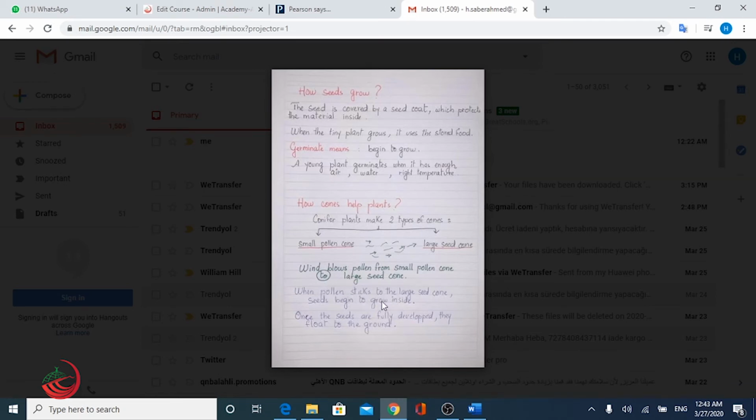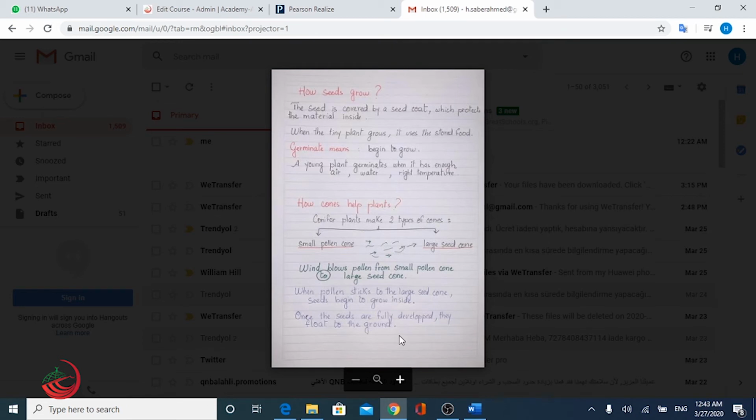When pollen sticks to the large seed cone, seeds begin to grow inside. And when they grow inside each scale and are fully developed, they float down to the ground.